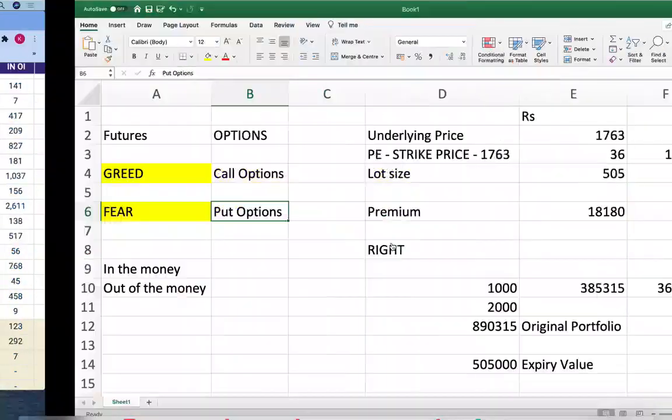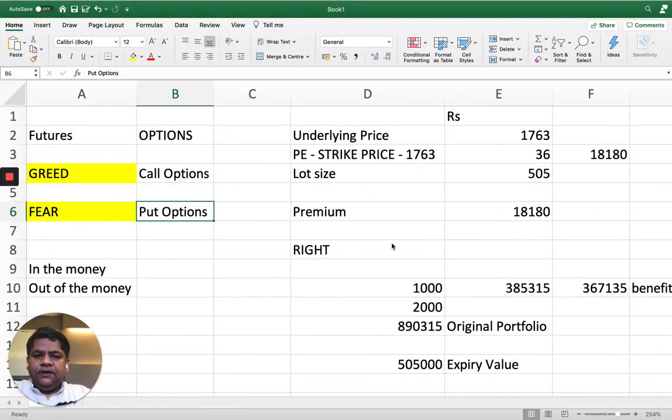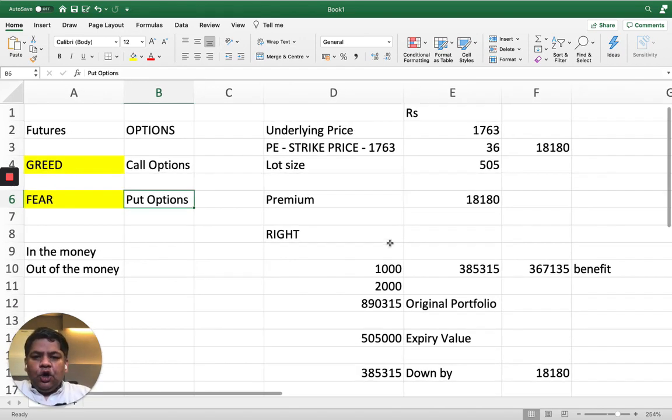But since we are going to use the terms in the money and out of the money extensively in option trading strategy, for traders it will be advisable to remember these terms. Well, this was all about put options.